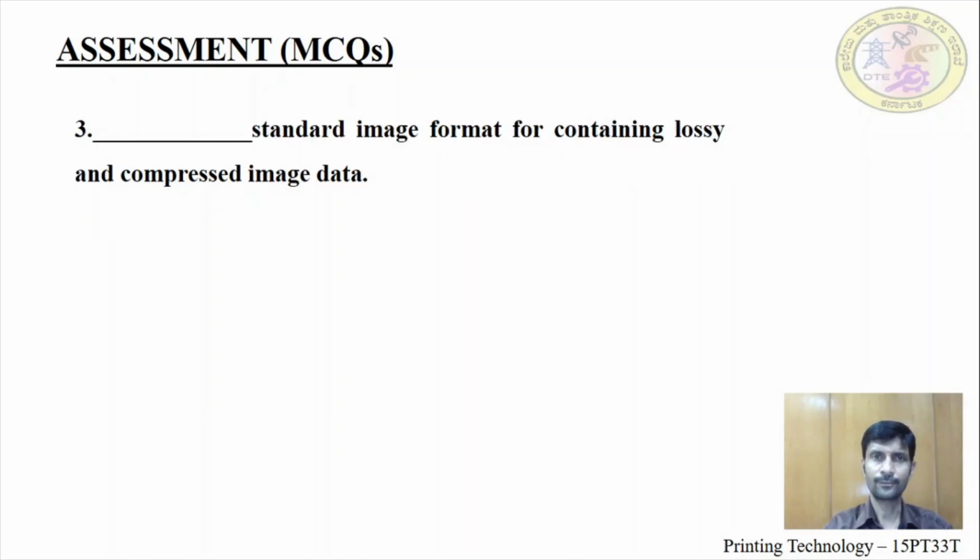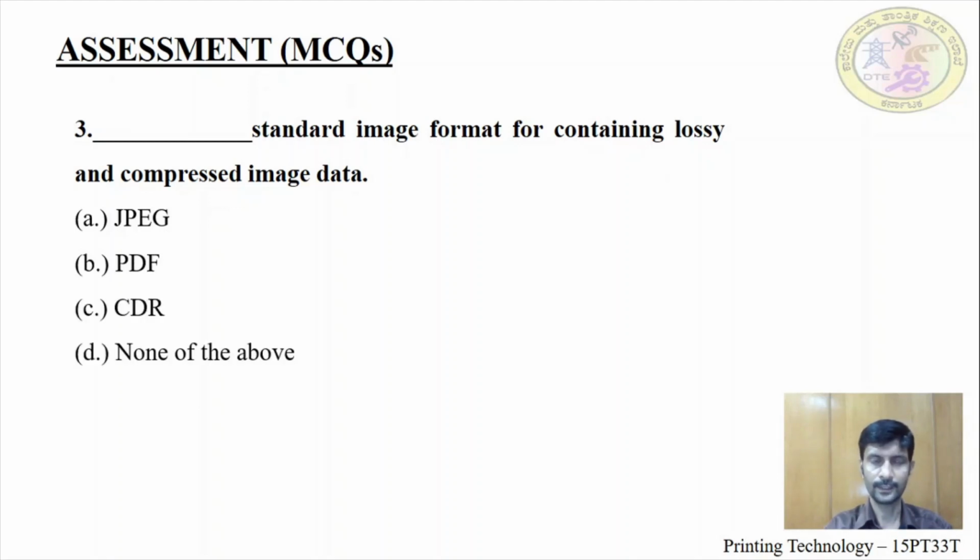Dash is a standard image format for containing lossy compressed image data. The options are .jpeg, PDF, CDR, and none of the above. .pdf is compressed but without loss of any image quality. .cdr is a vector-based file format and it will not compress anything. And the last one is none of the above, no need. Now you got the clue to answer this question. Normally, this type of file format compresses the image at a 1:10 ratio.